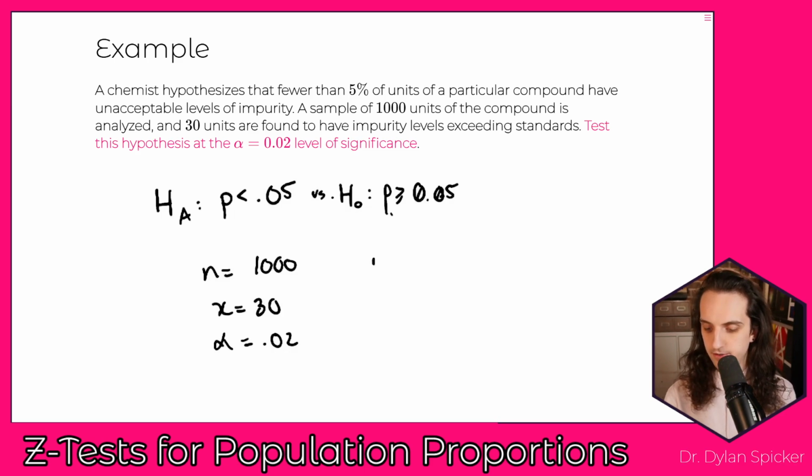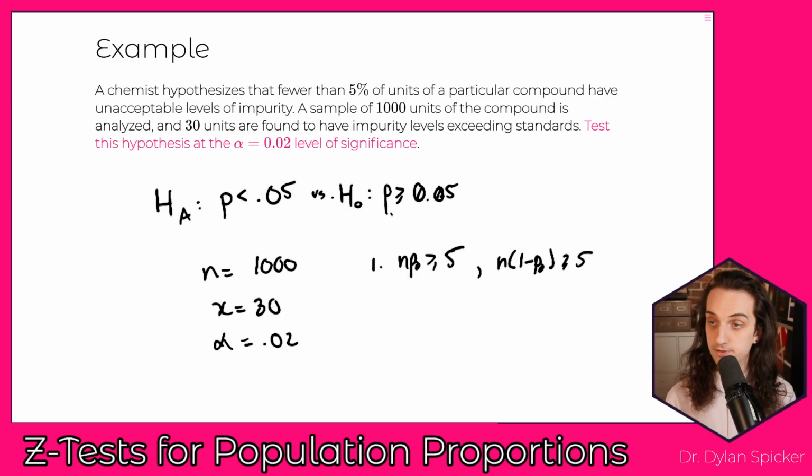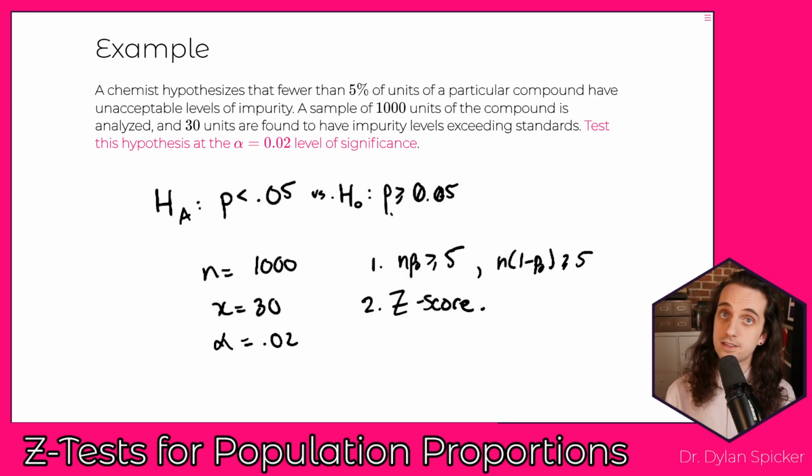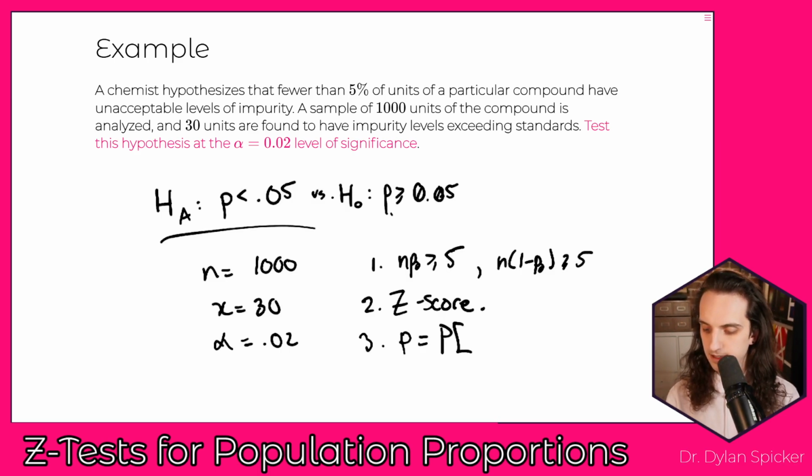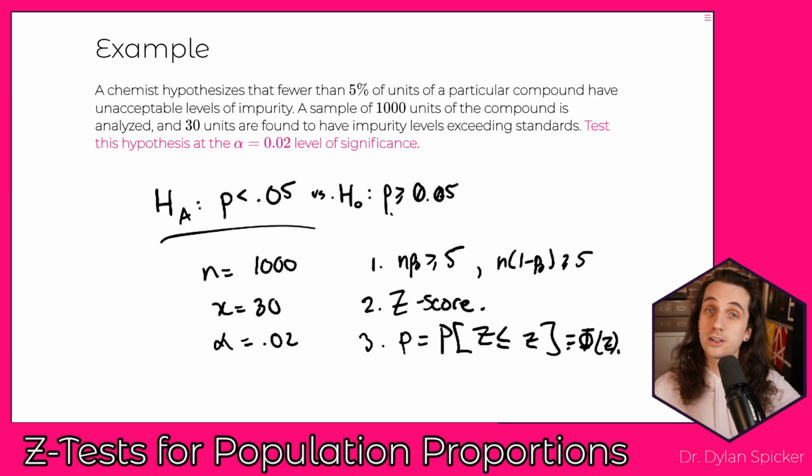We need to first verify that n p naught is greater than or equal to 5, and that n times 1 minus p naught is greater than or equal to 5. Assuming that those are both satisfied, which they are in this case, then we can work out our z-score. From our z-score, we need to find a p-value. Because we are just looking at the lower tail alternative, the p-value is the probability that z is less than or equal to what we actually observed, which is just phi of the observed value. We can use R to calculate that value and then draw conclusions from there.